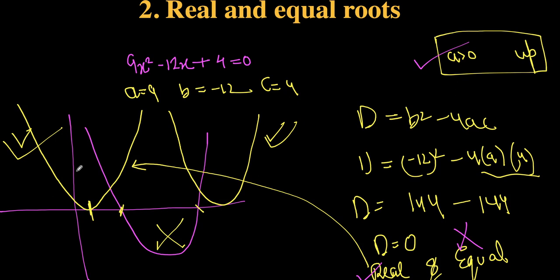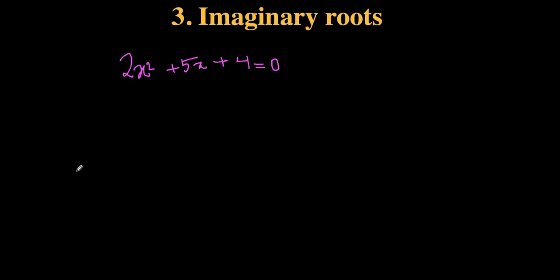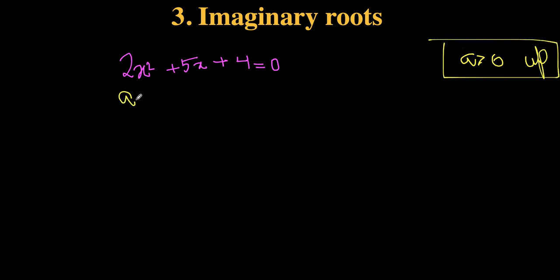Now I will move to the third part where we will get imaginary roots. Here we know that the graph is upward. That is the first thing. Now your a is 2, your b is 5, and your c is 4. So let's find out the discriminant of this quadratic equation.